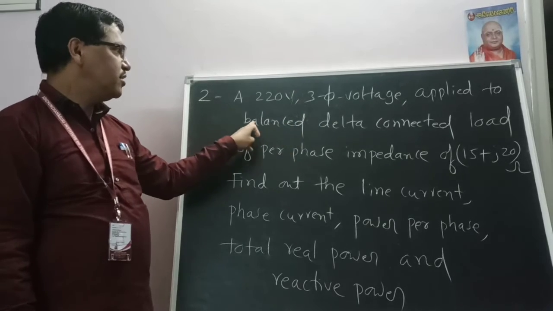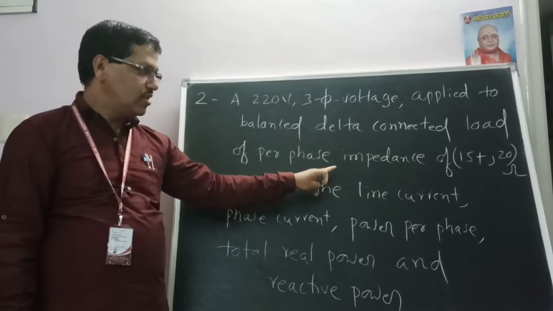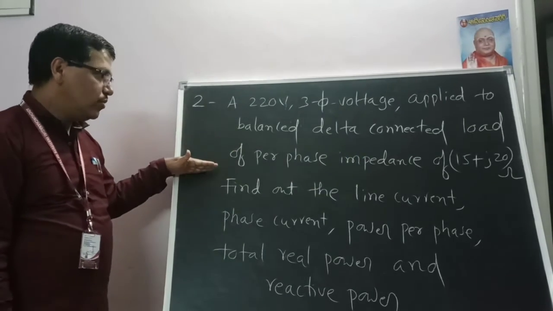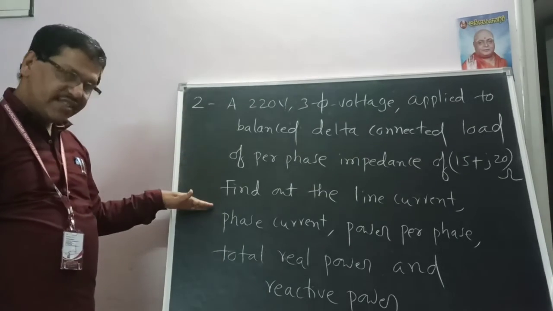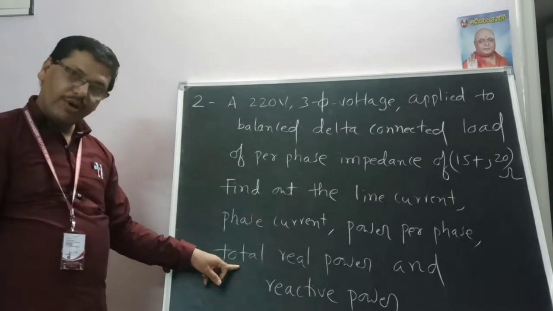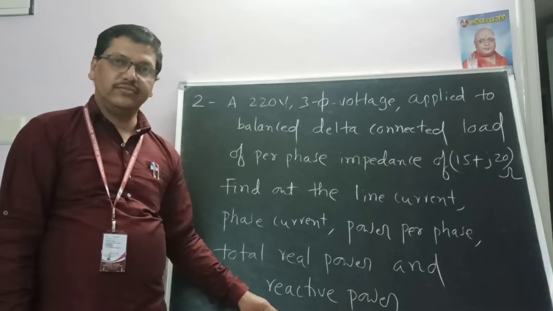Second problem: a 220 volts 3-phase voltage is applied to a balanced delta connected load of per phase impedance of 15 plus j20 ohms. Find out the line current, phase current, power per phase, total real power, and finally the reactive power.